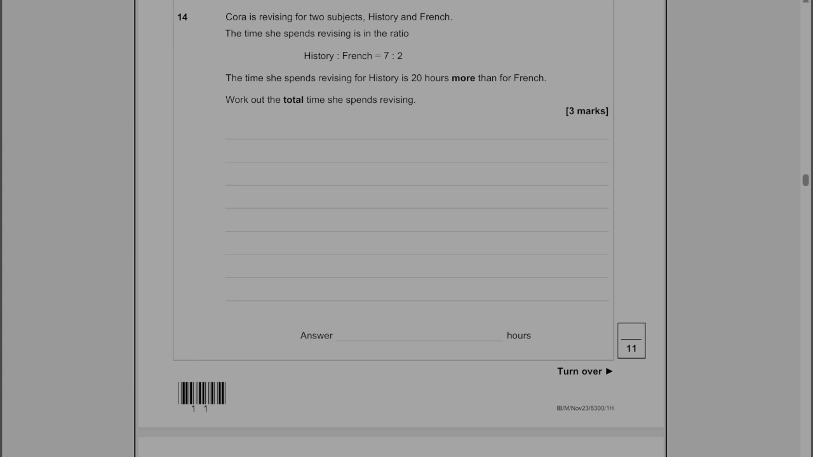Right, question 14. Cora is revising for 2 subjects, history and French. The time she spends revising is in the ratio of history to French, 7 to 2. The time she spends revising for history is 20 hours more than for French. Work out the total time she spent revising. So let's set it up. History to French is in the ratio of 7 to 2, so we've got 5 parts more for history. 20 divided by 5 is 4, so each part is worth 4. We've got 9 parts in total, so 9 times 4 is 36, her total time spent revising.